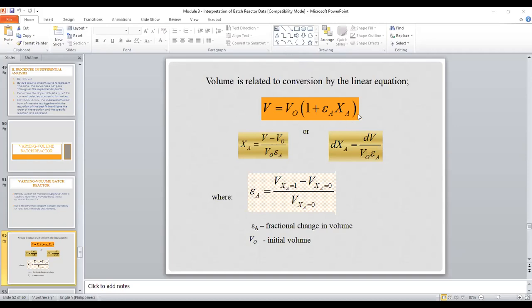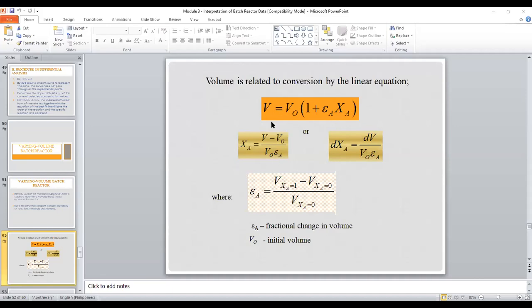From this same formula, I will not show the derivation anymore. You'll be able to get XA, the degree of conversion, derived from this expression, and it would be equal to V minus VO over VO epsilon A. This one just came from the main formula, so there's no need for you to memorize this as long as you memorize the main one. I think this is in your handbook, so there's no need to memorize it also, if you know where to find it in your handbook.